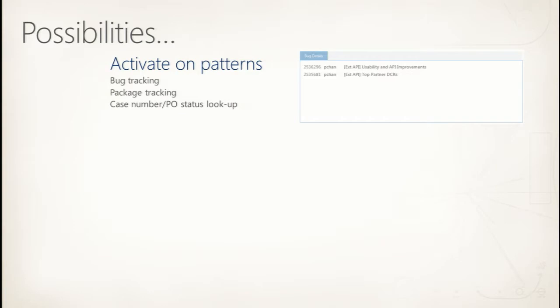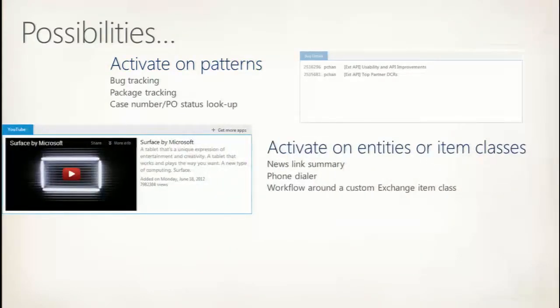We can imagine another class of apps, which activate on entities or special item classes. You can imagine an app that activates on news links. So these would be URLs within the message, and it provides a news link summary. Or you could imagine an app that activates whenever there's a phone number present, and it allows the user to quickly dial that phone number and perhaps even set up a meeting with a person.